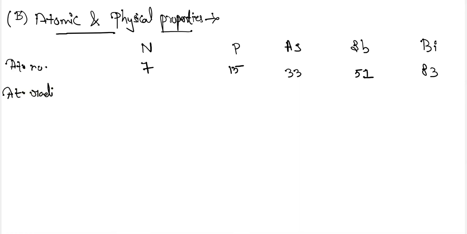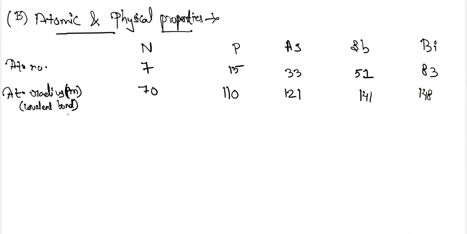Next, after atomic number, is the atomic radius. This atomic radius is for the covalent bond, and it is in picometer. So the values are 70 for nitrogen, 110 for phosphorus, 121 for arsenic, 141 for antimony, and 148 for bismuth.